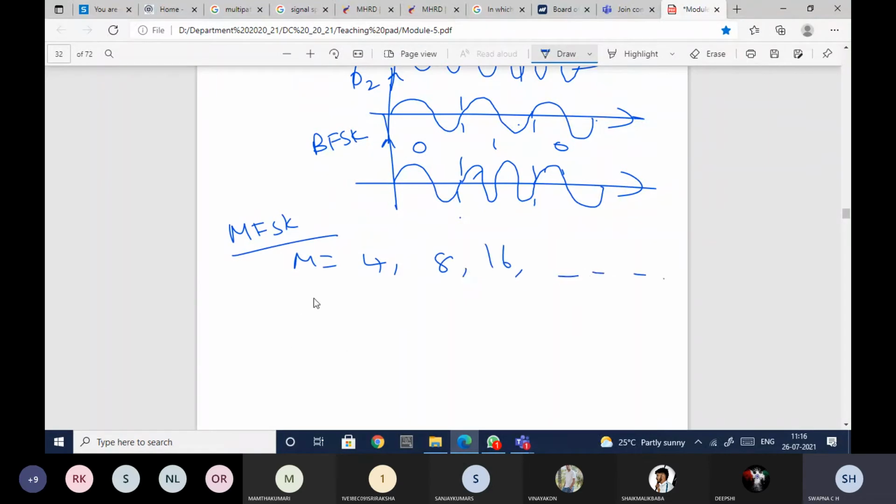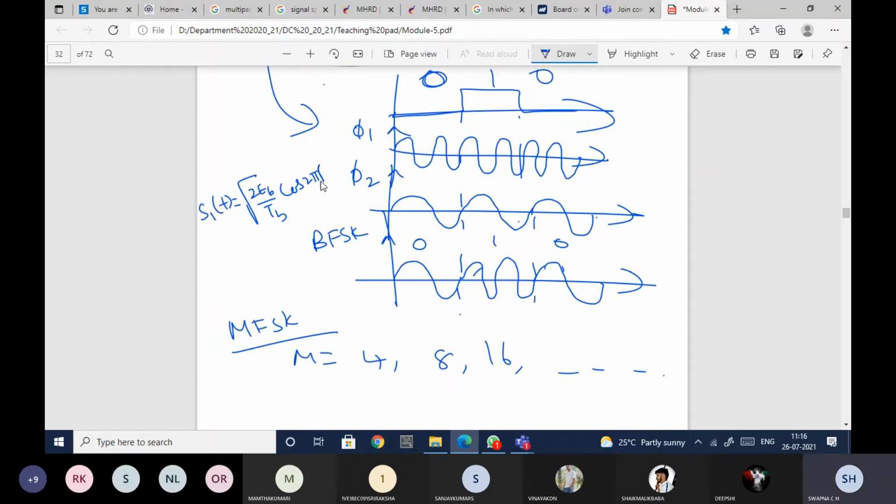In BFSK we have the symbol 1 represented by root 2 EB by TB cos 2 pi f1t, or it can be root 2 EB by TB cos 2 pi f2t if I have symbol 0. So these are the carriers we have used in BFSK.